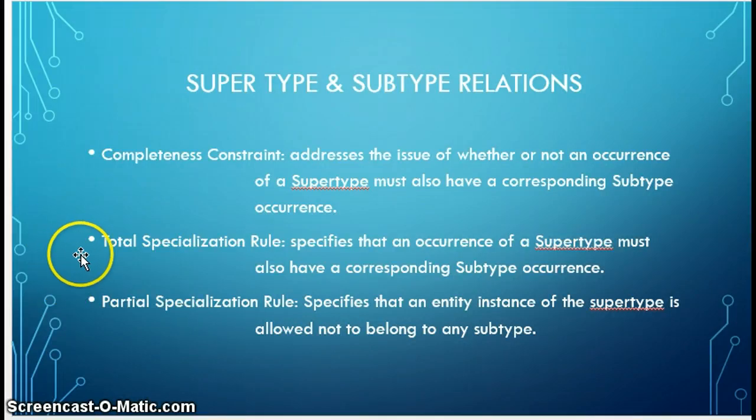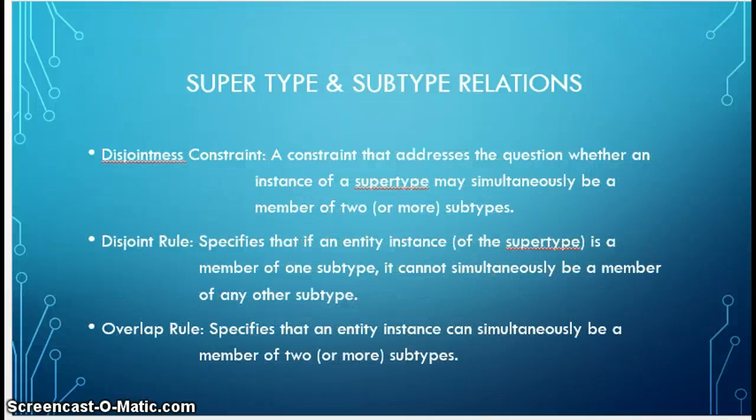The rule for total specialization specifies that a supertype must have a subtype for the corresponding occurrence. So if something needs to be recalled in the supertype, it must have a subtype. The partial specialization rule means that you can have a supertype, but it doesn't need to have any subtypes. So you can have automobile, but you don't have to have any of the automobile makers, like the brands or anything that you will use as a subtype.